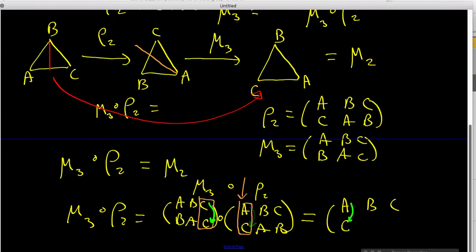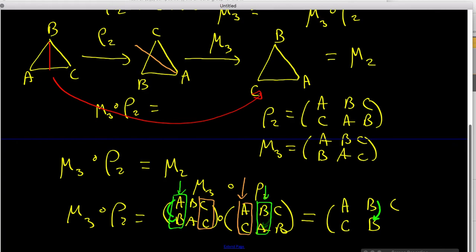Well, let's see, what about B? B goes to A, and then A goes to B. So B goes to A, and A goes to B. That means B stays fixed. And again, just to be thinking in terms of what's going on here, this column gets followed by that column. In other words, B goes to A and A goes to B, so B goes to B.